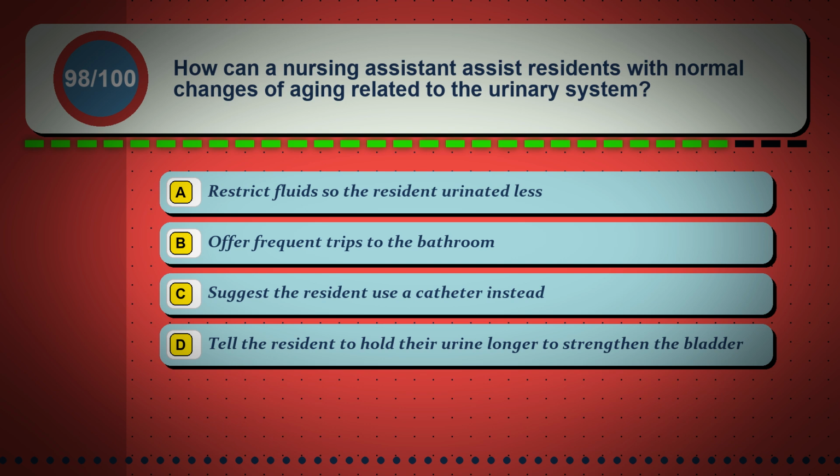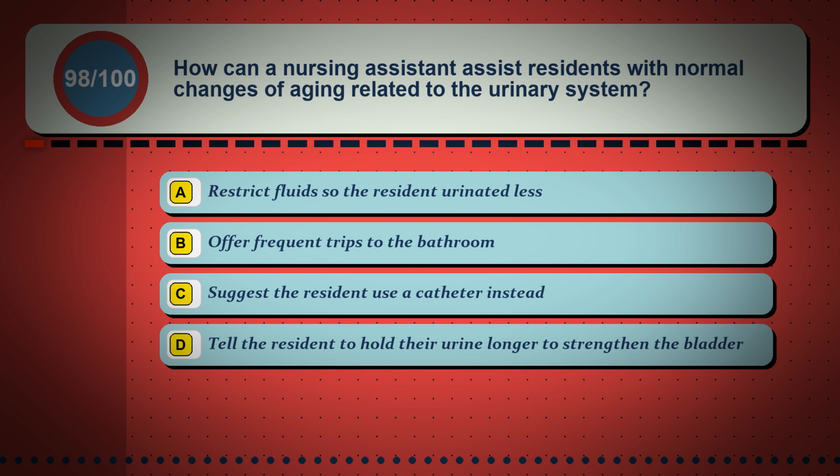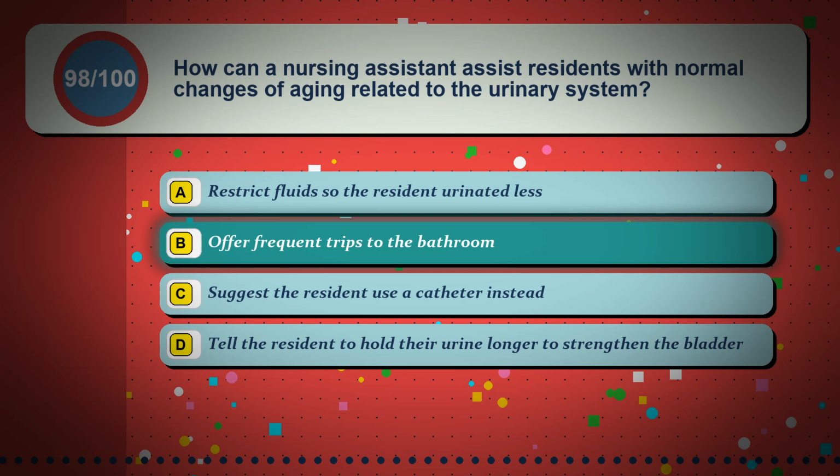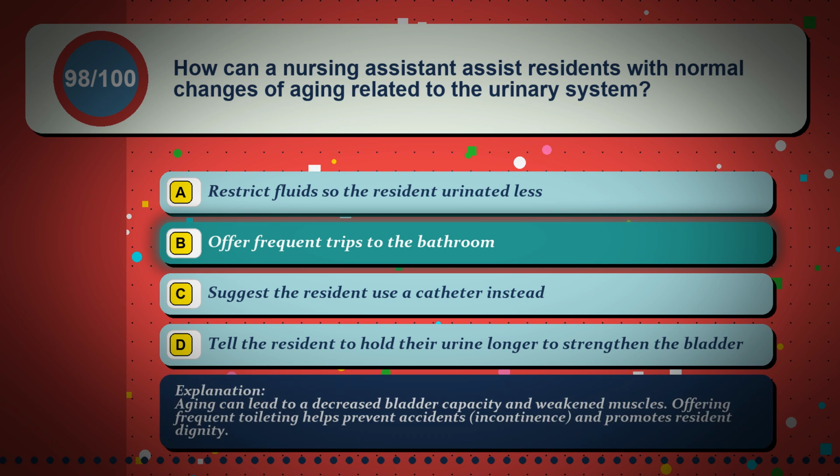Question 98. How can a nursing assistant assist residents with normal changes of aging related to the urinary system? Option A, restrict fluids so the resident urinates less. Option B, offer frequent trips to the bathroom. Option C, suggest the resident use a catheter instead. Option D, tell the resident to hold their urine longer to strengthen the bladder. The correct answer is option B, offer frequent trips to the bathroom. Aging can lead to a decreased bladder capacity and weakened muscles. Offering frequent toileting helps prevent accidents, incontinence, and promotes resident dignity.